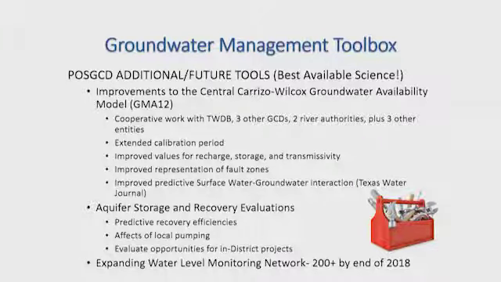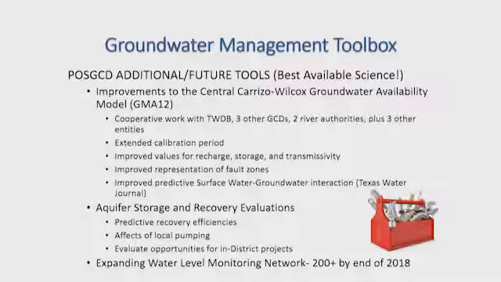There's some future tools that we're working on, and we're part of the team that just updated the GAM, the Groundwater Availability Model for GMA 12, the Central Carrizo-Wilcox. We worked with 2 other river authorities, 3 other groundwater conservation districts, and the Texas Water Development Board. A little over $800,000, I believe, for that project for Interra to improve the model. But you can see what they improved. They improved recharge, storage values. We have a lot of faulting in our area, and we improved our understanding and our ability to predict impacts based on the faults.